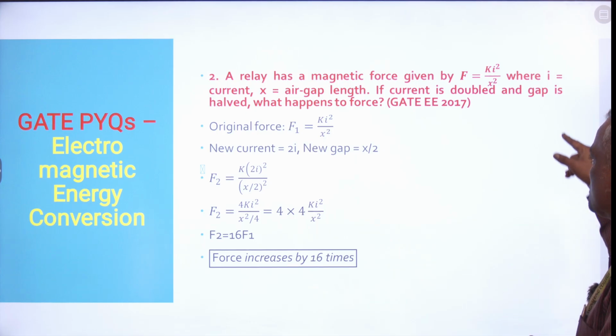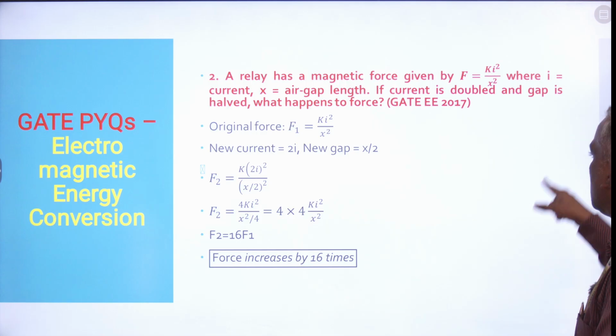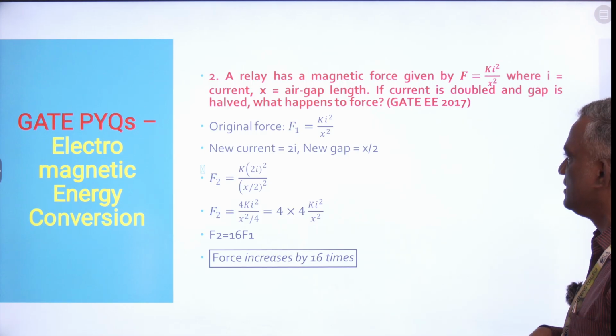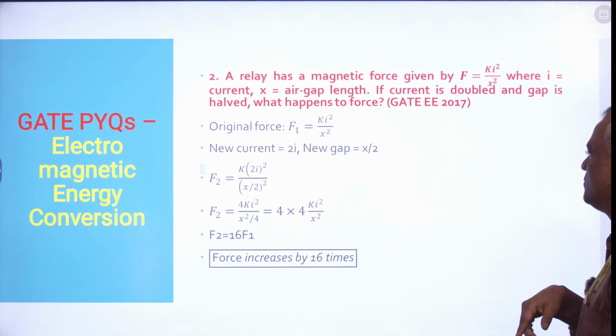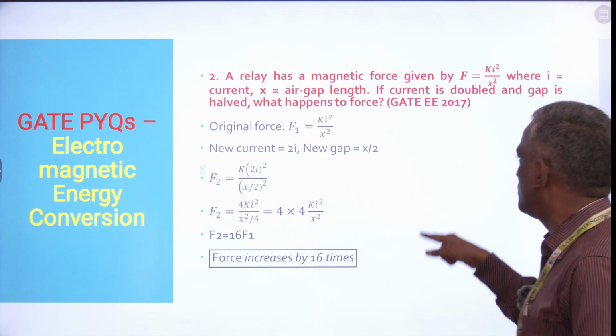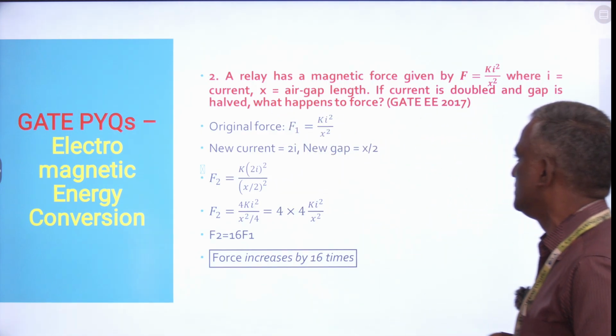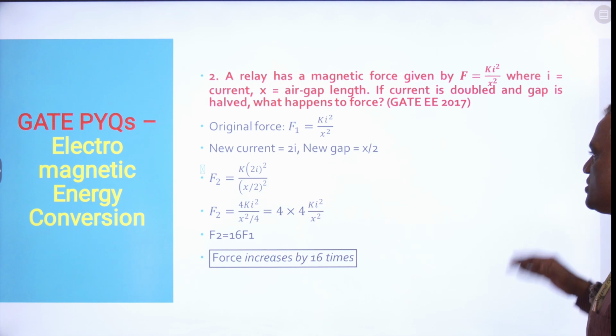So once again, what is force? Force is nothing but K into I square by X square. Current is defined here as I. Then the air gap length is defined as X. One condition is given. What is that condition? Current is doubled, and the gap is halved. So in this situation, what is the force? That was the question here.